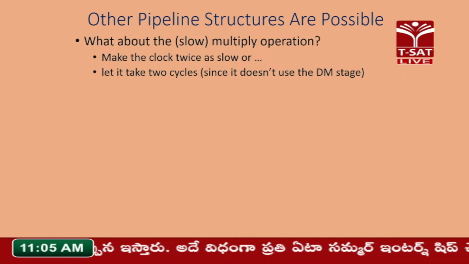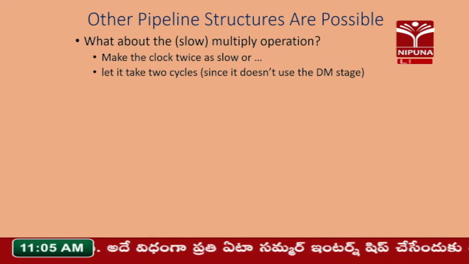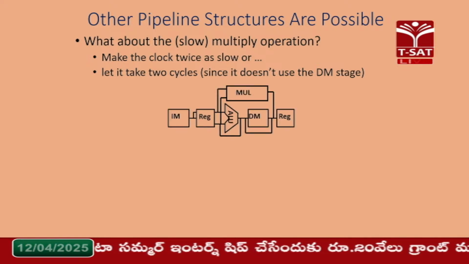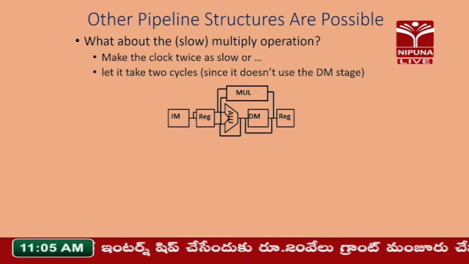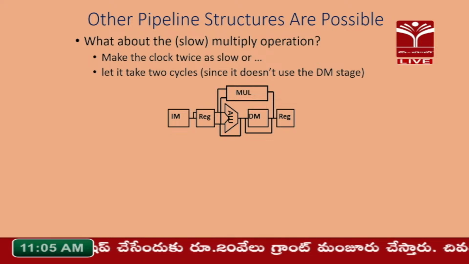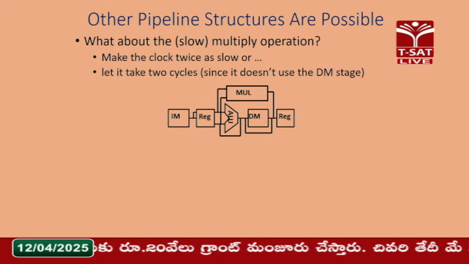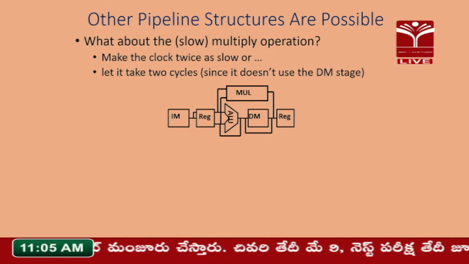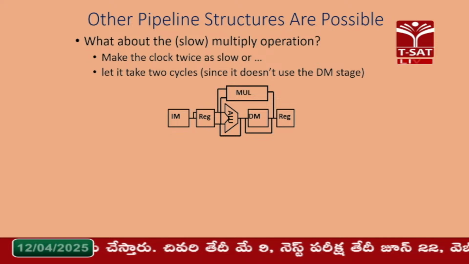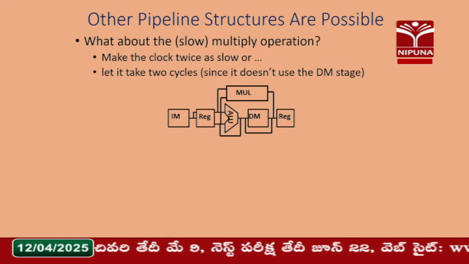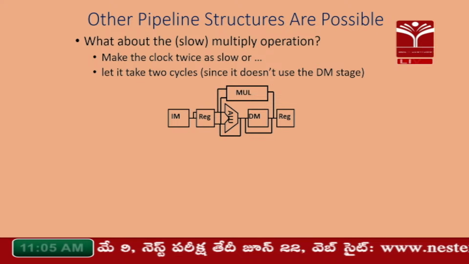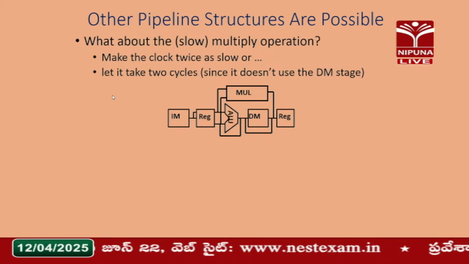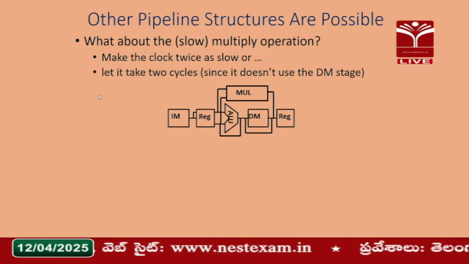So, other pipeline structures are possible. I have shown a simple pipeline structure. The pipeline structure that we are showing here is if you have a multiplier that takes a longer time, because a multiply operation is going to be more complex compared to general ALU operations like add and subtract. So, we can think about a pipeline where a multiplier takes 2 cycles, but that can happen in parallel to an ALU and data memory operations, right.